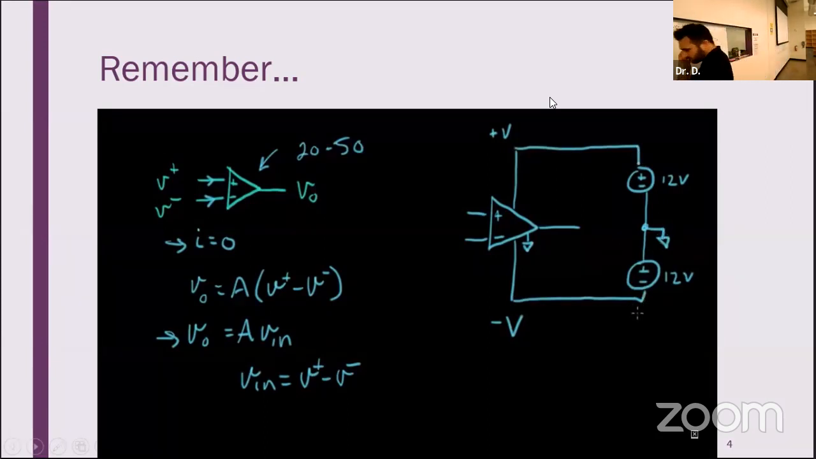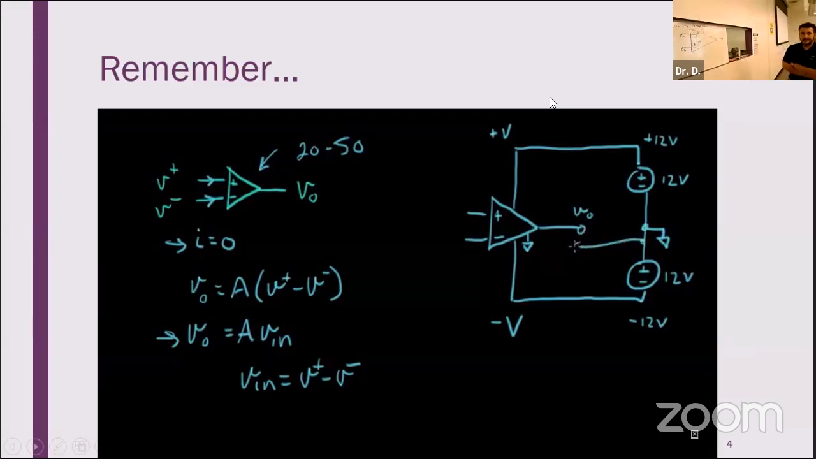So with respect to ground, this node is at minus 12 volts. And this node from ground is at plus 12 volts. And ground is right in the middle. And when we measure V out, we'll measure it with respect to this ground node. So this is the voltage where we measure plus or minus V out right there.